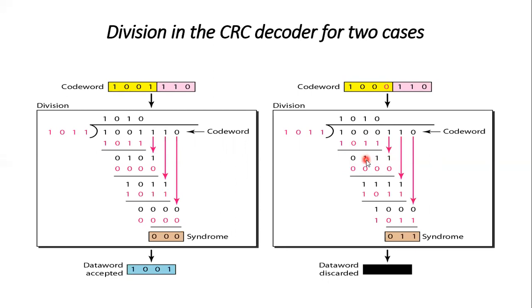So 1 1 1, which is not divisible. Okay, therefore we put the 0. So 0 into 1 0 1 1 is 0 0 0 0. Then 1 0 is a 1, 1 0 is a 1, 1 0 is a 1. Now we put 1 here. Therefore this is divisible by 1. So 1 into 1 0 1 1 is 1 0 1 1. So 1 1 is a 0, 1 1 is a 0, 1 0 is a 1. So 1 1 is here 0.